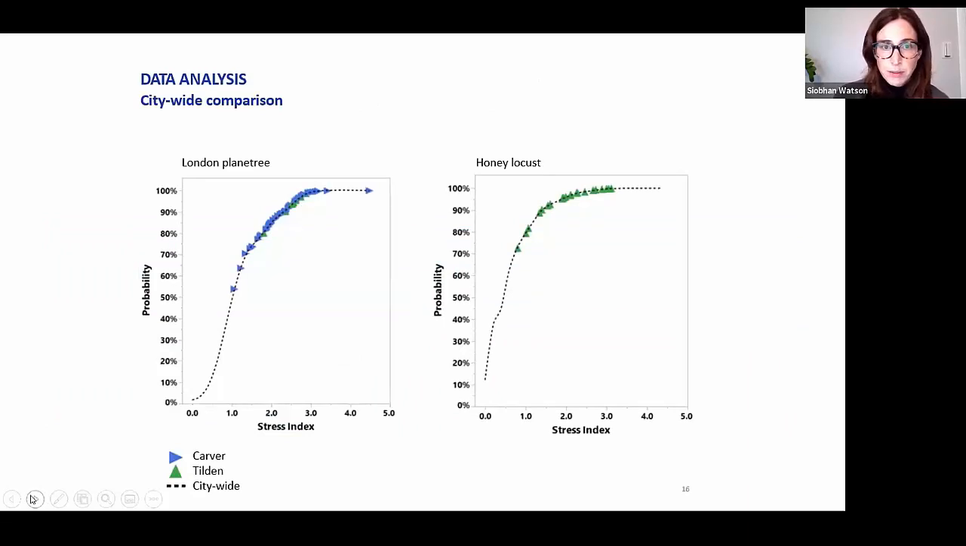If you move forward, Rich did a comparison of those trees to citywide trees and found that on average, NYCHA's trees were actually more stressed than New York City street trees overall, which is a bit surprising given that many trees in NYCHA's campuses actually do have more room around them rather than being in tree pits. Next slide.